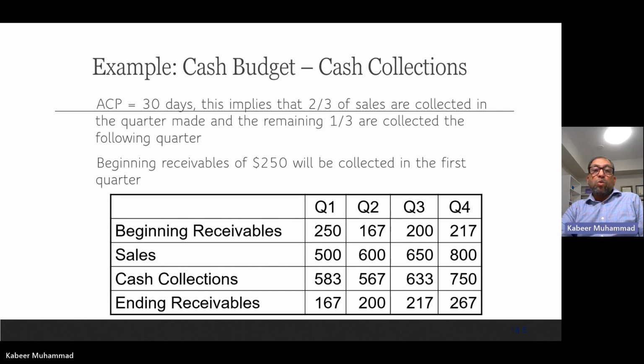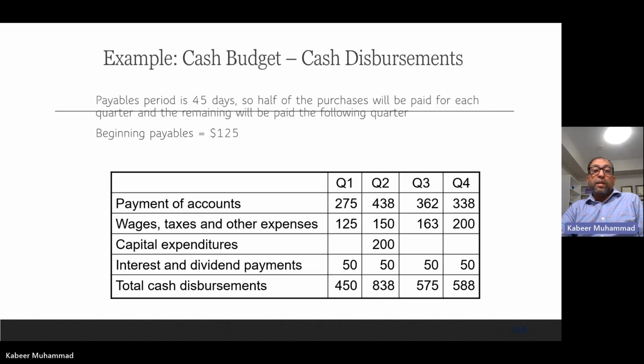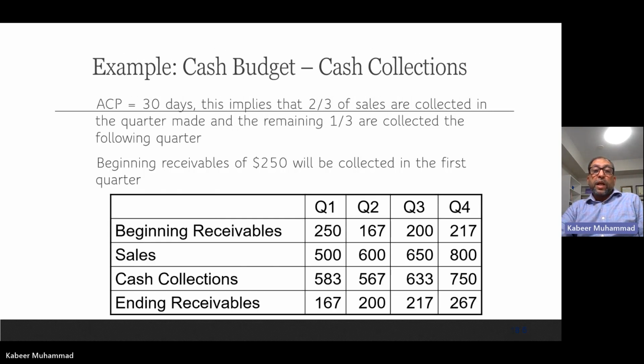And out of 767, we are collecting 567. It means 200 is a leftover. So 200 is our ending, which is a beginning for third quarter. And we see the sales of the third quarter is 650. Again, two-third of the 650 is 433 plus 200.